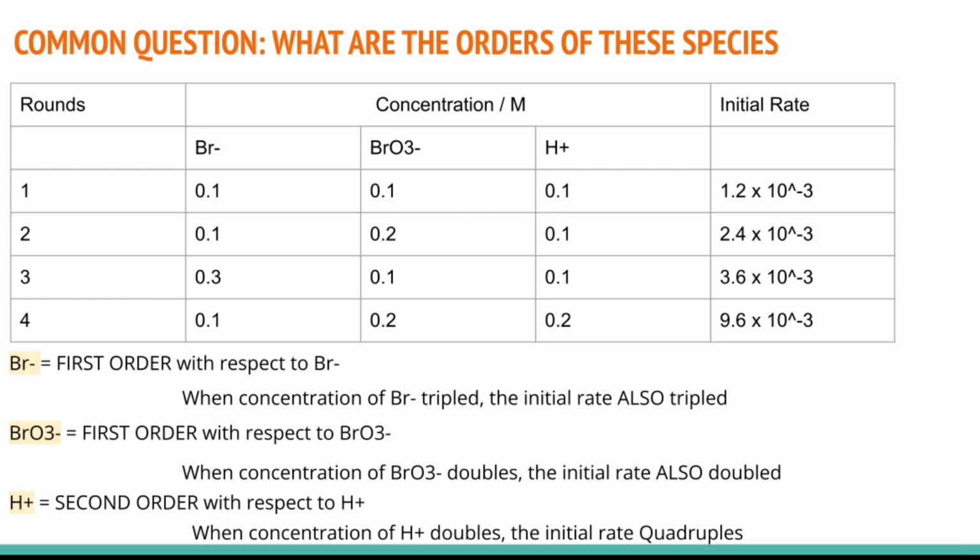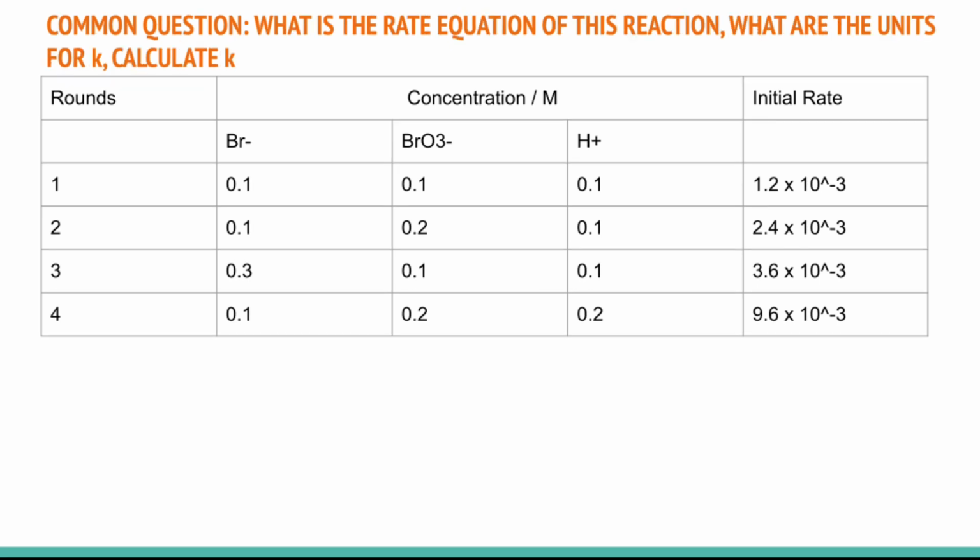For the next question, I want you guys to work out the rate equation of this reaction, what the units for K are, and what K is. So you guys can pause the video again here and, using your knowledge of the previous orders of these species, write out the rate equation and then from that calculate what K is.